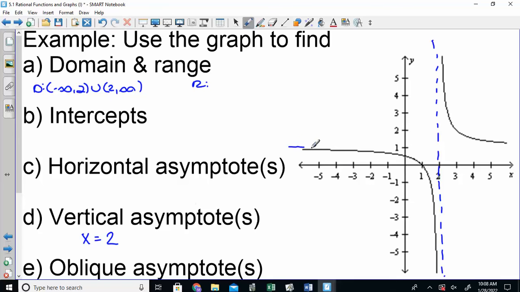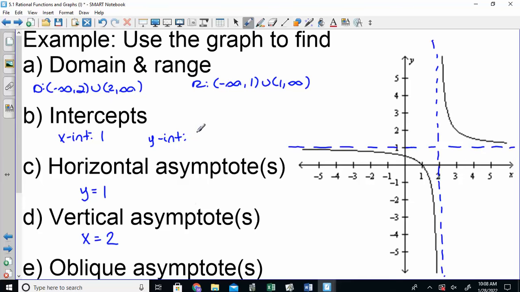Okay, where is my horizontal asymptote? Positive 1. Okay, it's that breaking point of my graph. So my range is everything except 1. So negative infinity to 1, and 1 to infinity. Horizontal asymptote is y equals 1. X-intercept. Where does this graph hit the x-axis? 1. Y-intercept. Where does it hit the y-axis?